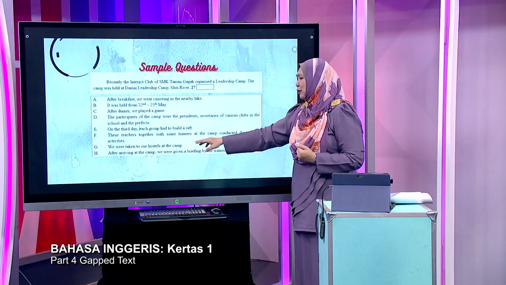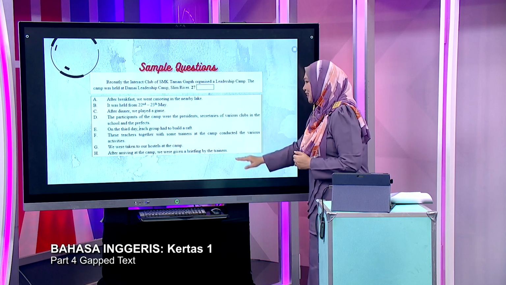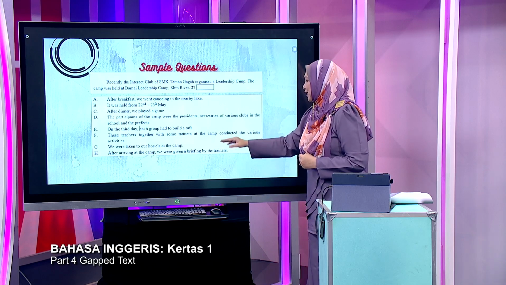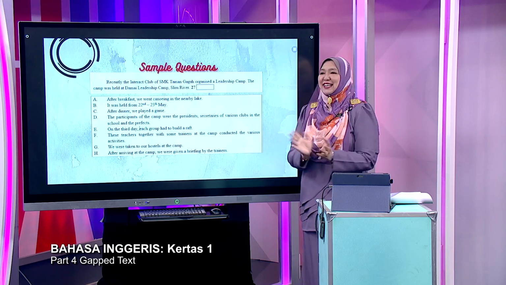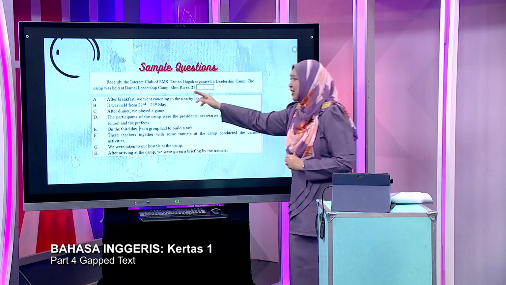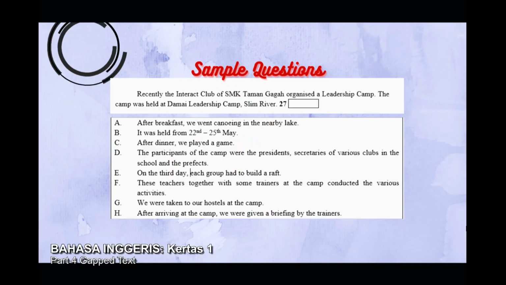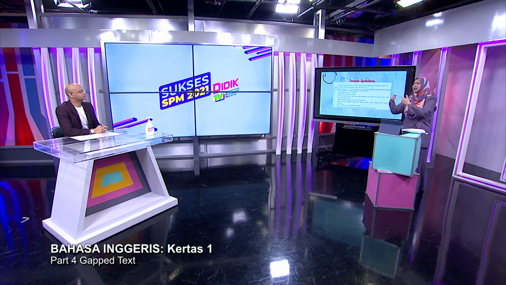"We were taken to our hostels at the camp." Have you arrived at the camp yet? Not yet. And lastly, "After arriving at the camp, we were given a briefing by the trainers." It's also not yet. So, the best option will be B: it was held from 22nd to 25th May. So we use the process of elimination here. But if you know the answer straight away, you don't have to go through that process. This is just to get the whole of it.